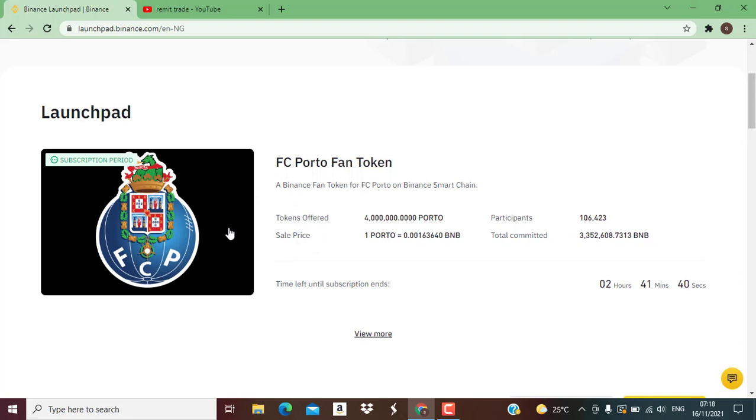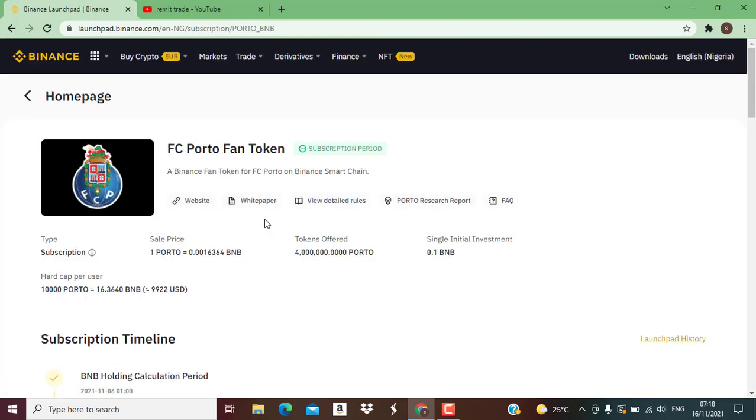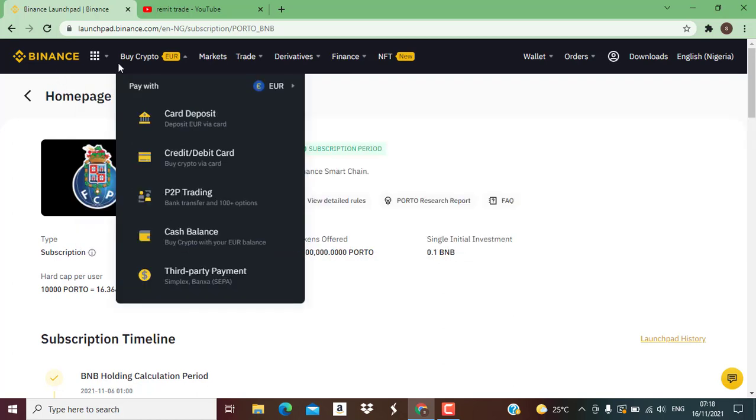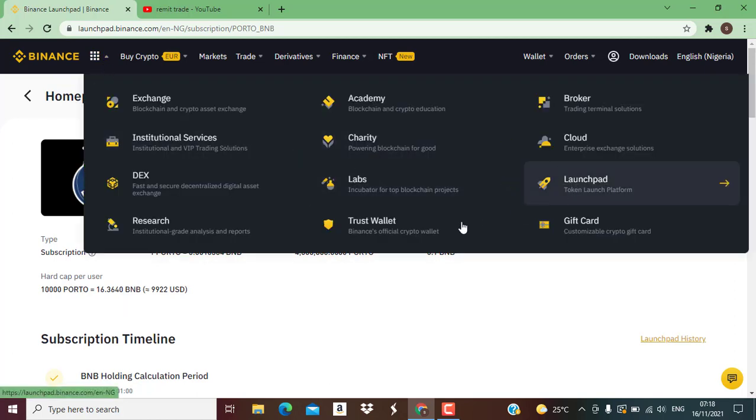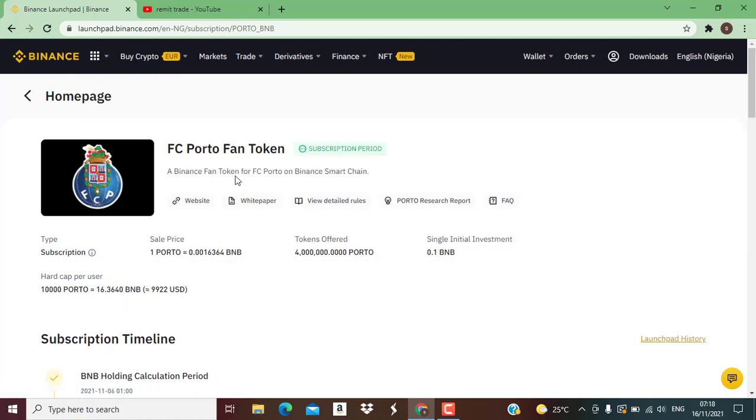So if you have been holding BNB for the past 10 days, please come to this area and click on this icon. When you click on this icon, it will take you to this page. Before now, we were seeing the preparation period, but now the preparation period has ended and we are on the subscription period. So you have to log into your Binance account, go to Launchpad, and click on this icon and it will take you to this page where you have to do your subscription, because you must do your subscription to be able to get this fan token.